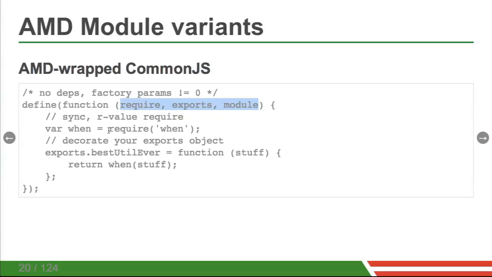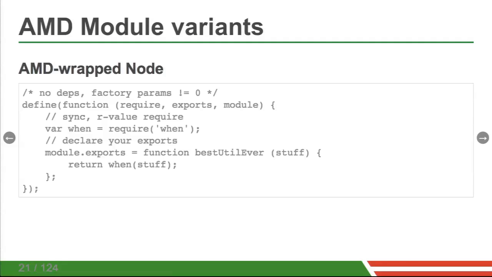So in here, this is similar to imports in Java. We can actually go and require other modules. So for instance here, we're requiring that module when that we were requiring up in the dependency list before. And with CommonJS, we have this exports object, and we basically decorate that, and that just automatically becomes our module. So we just add properties to this exports object, and we don't have to return anything from a factory function. That is basically the manifestation of the module.